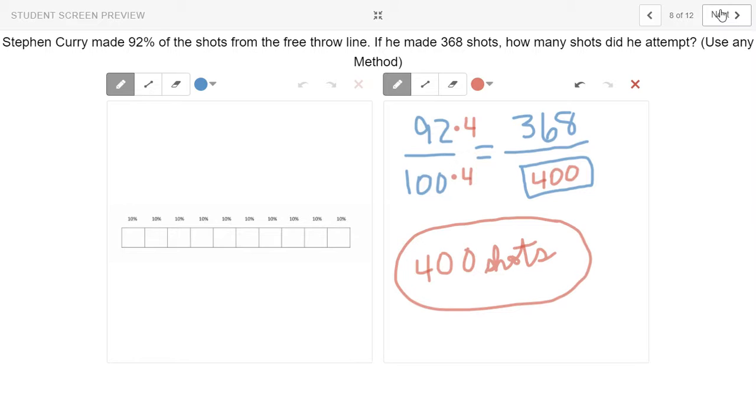What I don't know is how many shots were attempted. That goes on the bottom. And I was able to figure it out with the original proportion or fraction. 92 times 4 makes 368. So 100 times 4 is 400. And again, if you aren't able to figure out 92 times what, then you could try to simplify 92 over 100 and see if that will help you.